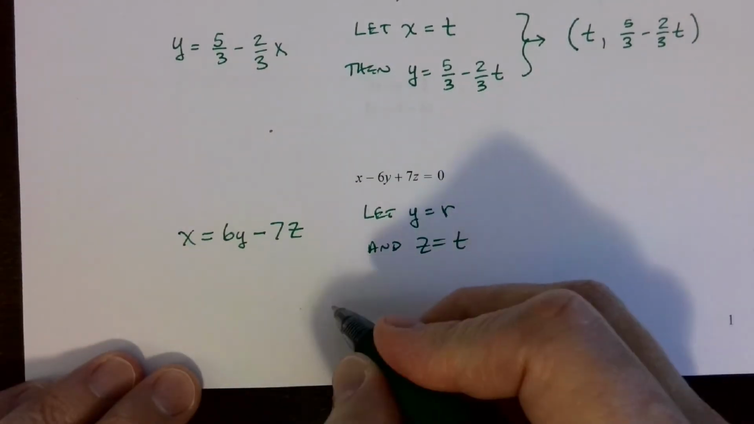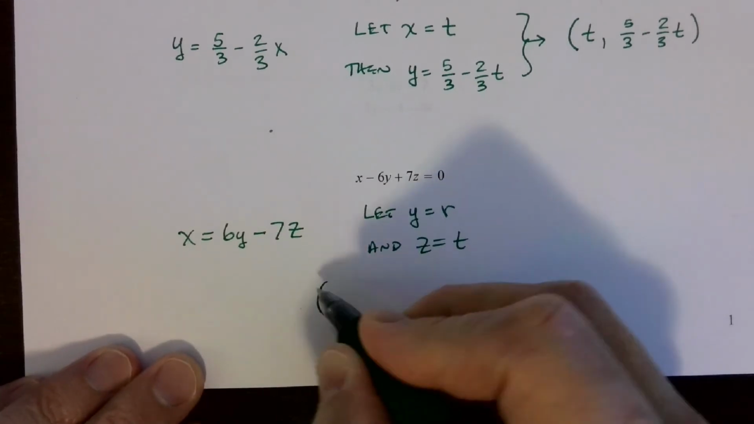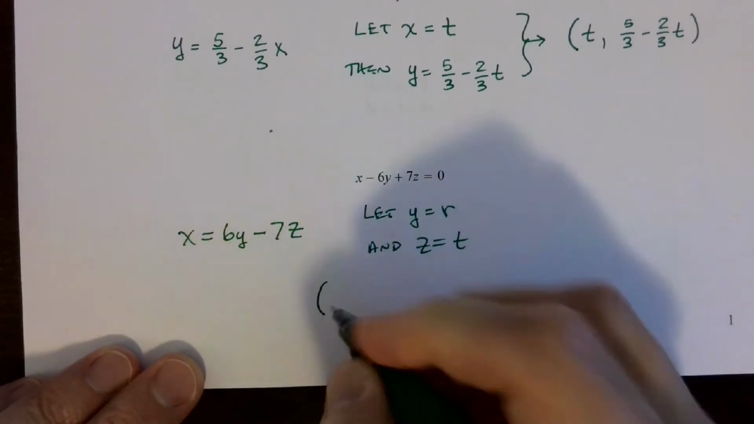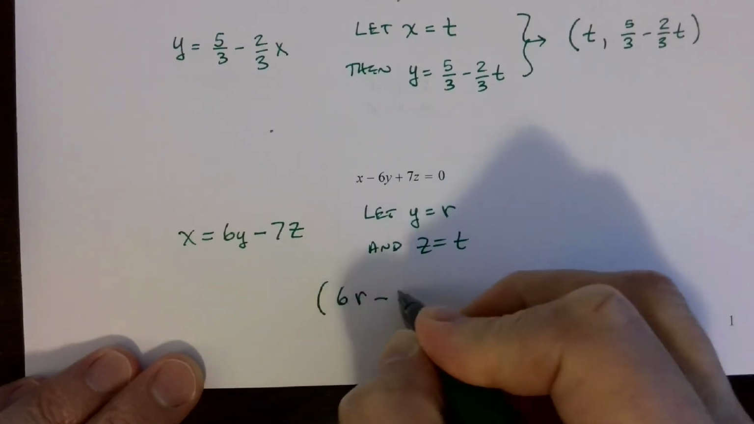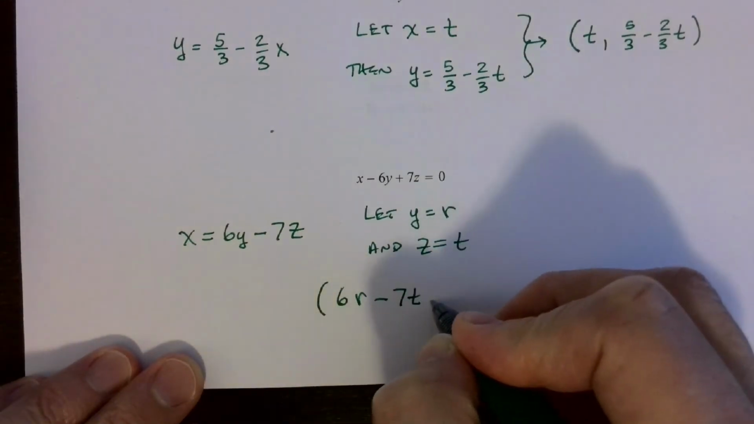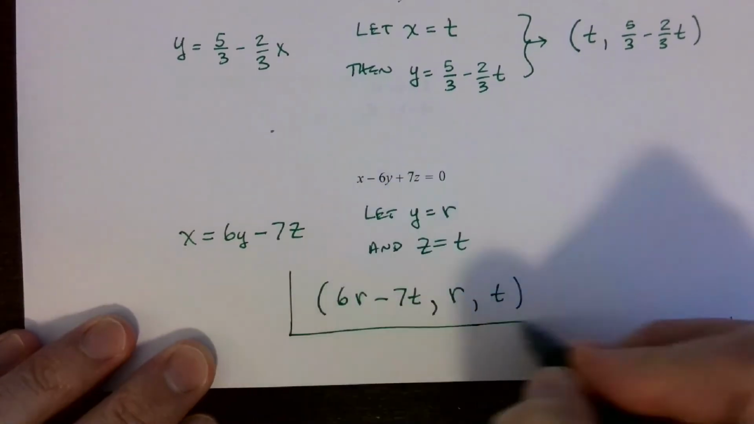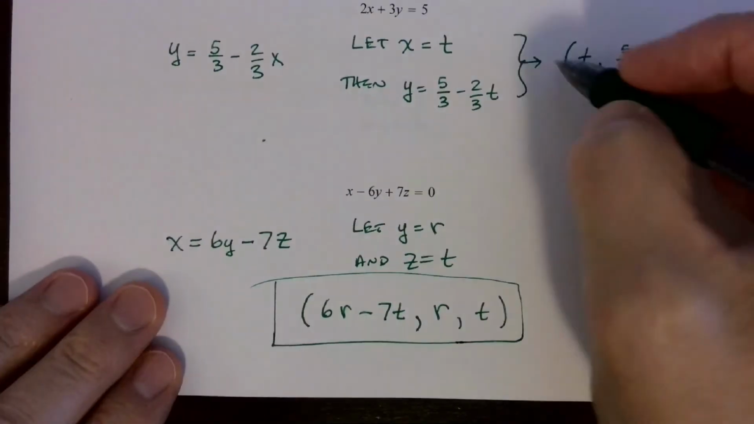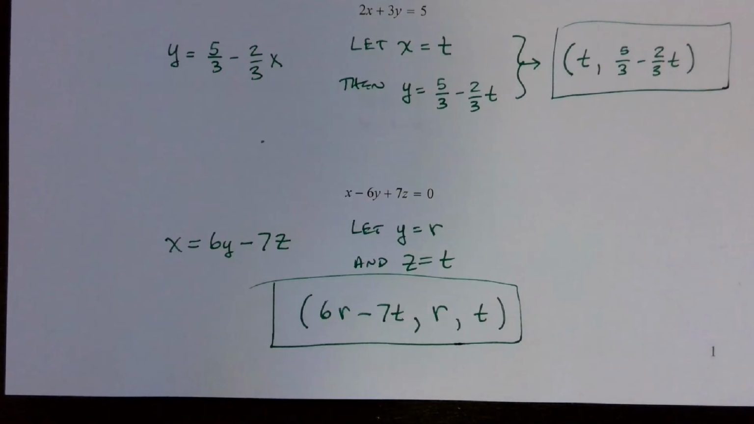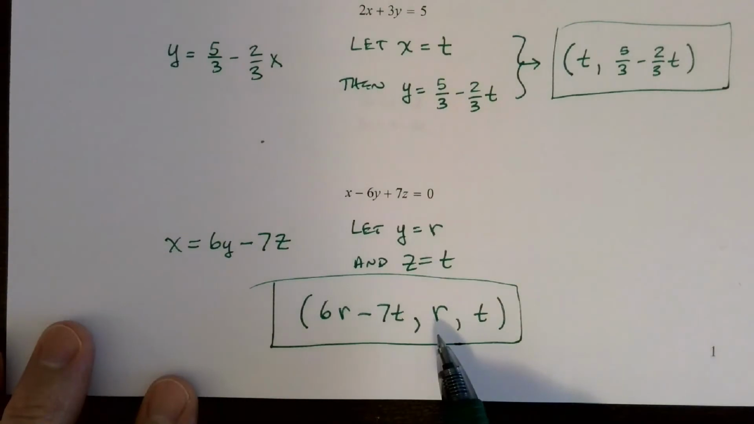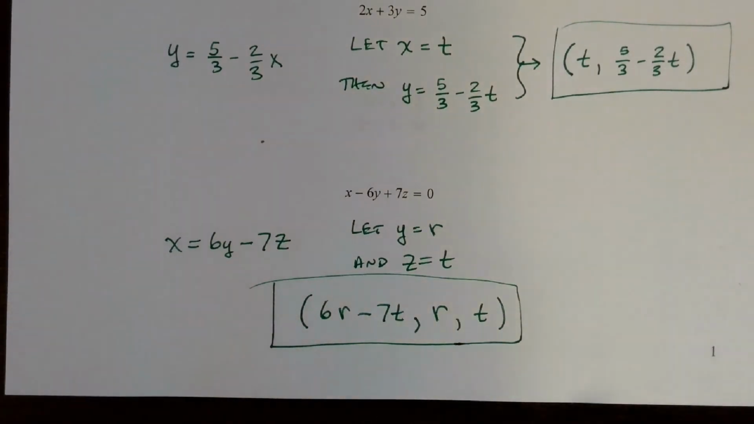And then what's my solution going to be? It's an ordered triple, x, y, z. What's x? Well, x is now what? 6y, but y is r. So it's 6r minus 7z, which is t. That's x. y is what? r. And z is t. And this is the way we would write the solution to that linear equation. And you can see, again, it's very conducive. You simply choose r or t to be any real numbers, and you'll generate a solution, right? You'll generate a solution.